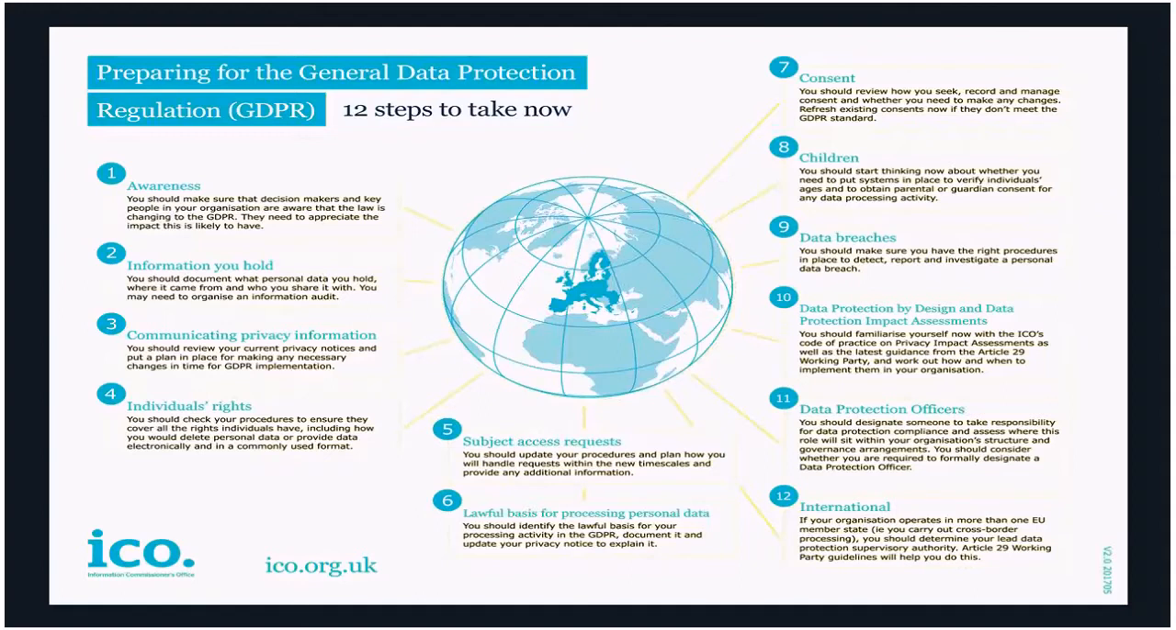So this infographic is the 12 steps to the GDPR summary. It comes from the ICO. There'll be a link to get to this graphic later if you haven't seen it already. The GDPR, we said, kicks in on the 25th of May 2018. That date will not change.